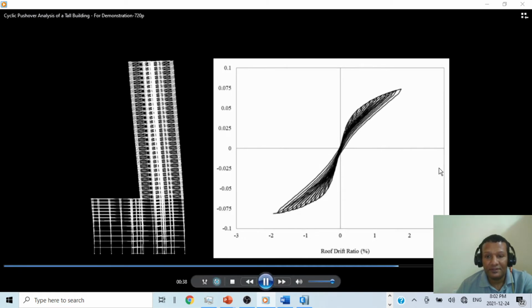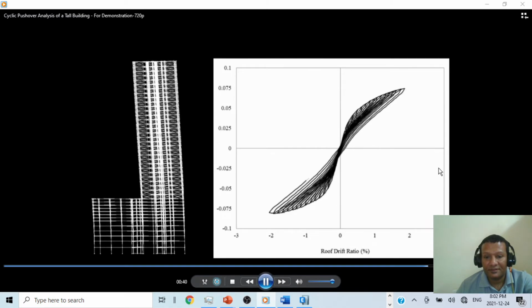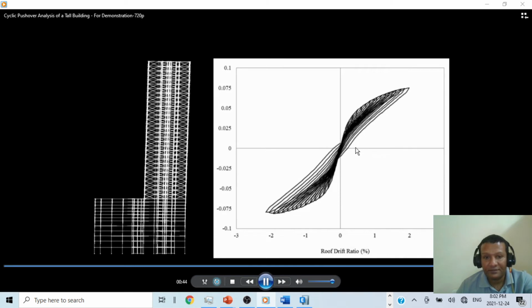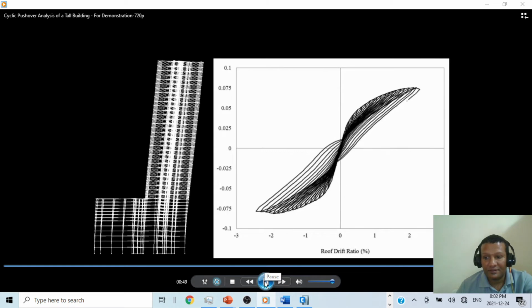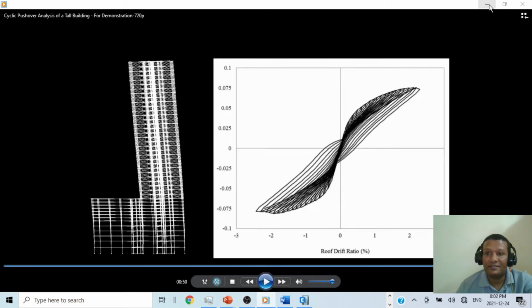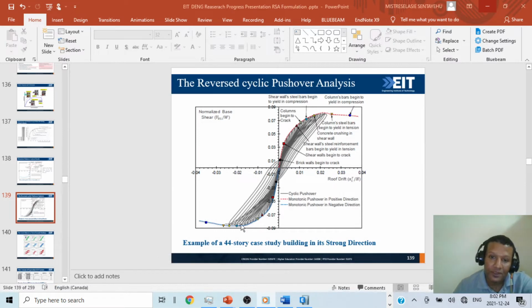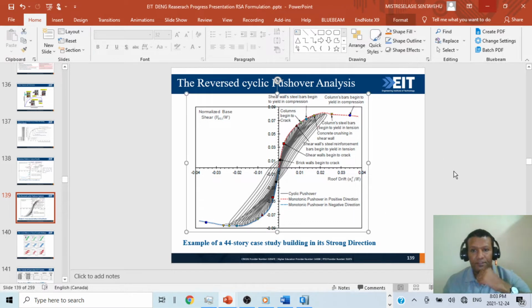So this is 40 seconds. Yes, okay, just for your information. This is the cyclic pushover, both sides cyclically, and they will capture the hysteresis loop here. As you can see, the same column begins to crack. This will be captured in Perform 3D, I think.